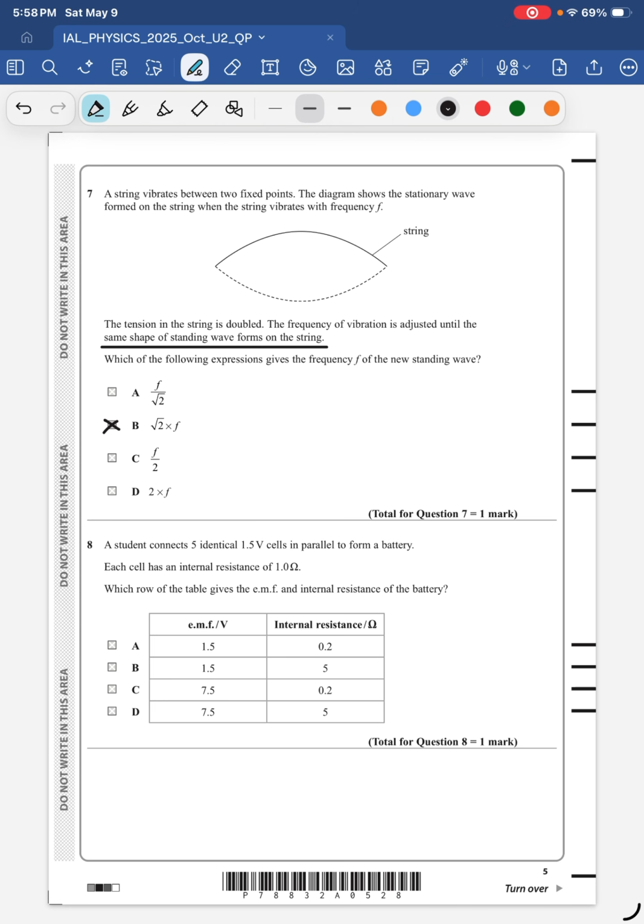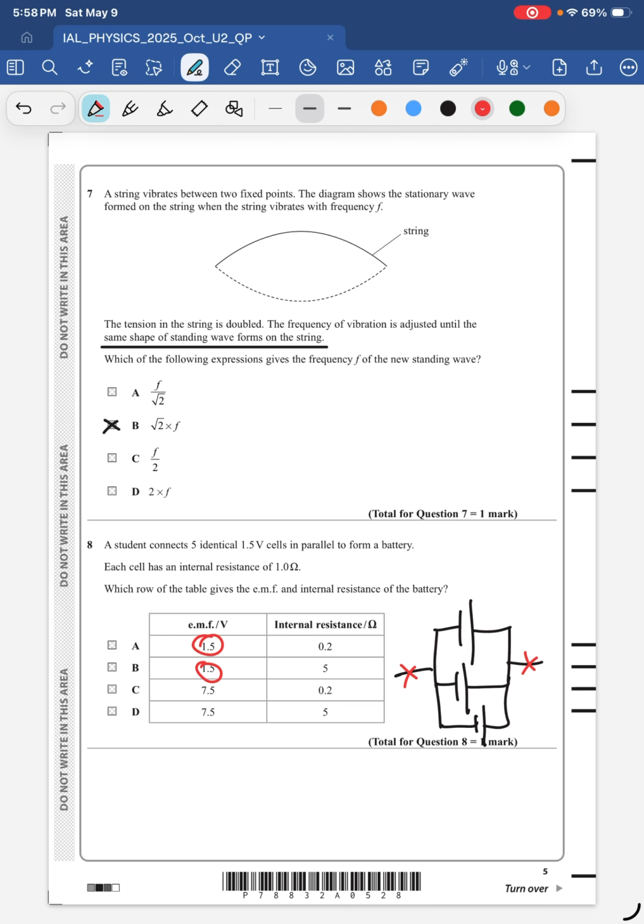Okay, so the EMF, if we connect batteries in parallel, we see that across the wire, so at these points that I mark with red, the voltage drop is still 1.5 volts. To increase the voltage drop, you have to align them in series. So immediately we know that it's going to be option A or option B.